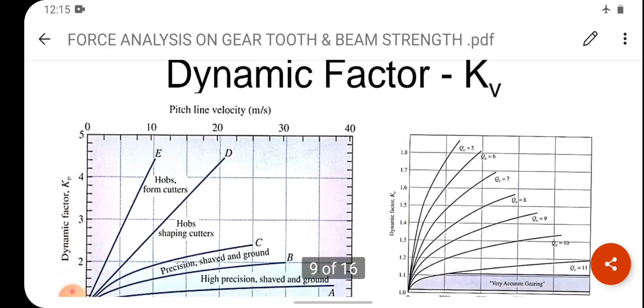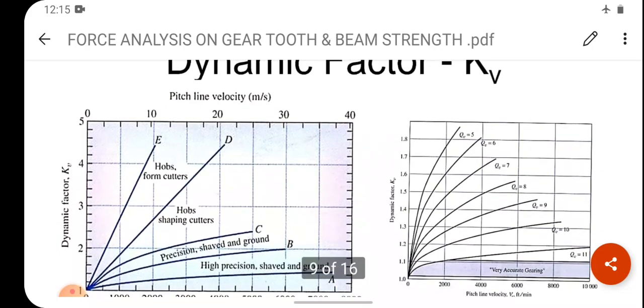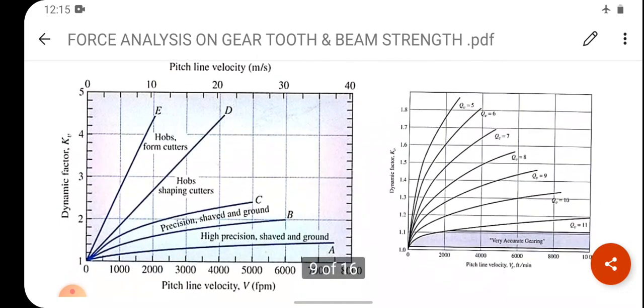Now we will discuss dynamic factor, that is KV. What is dynamic factor? It is denoted by KV. See this diagram where I have drawn, that is on the x-axis pitch line velocity, that is V, feet per minute, and on the y-axis dynamic factor, that is KV.